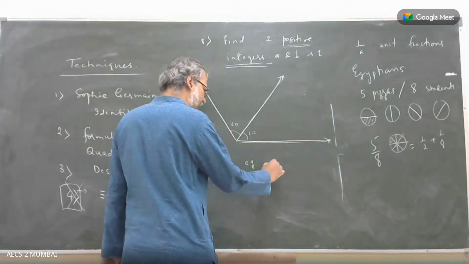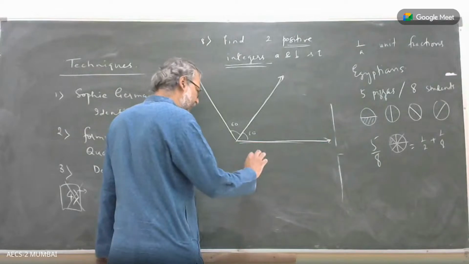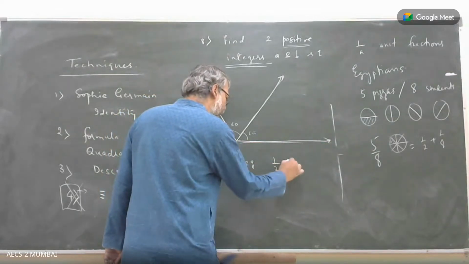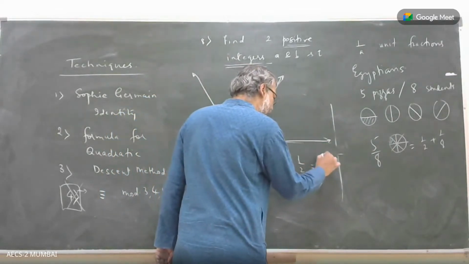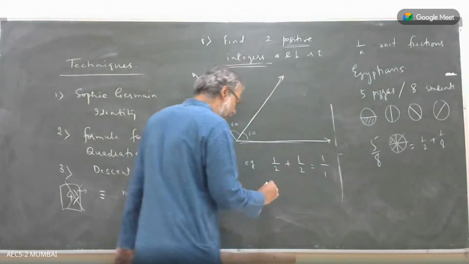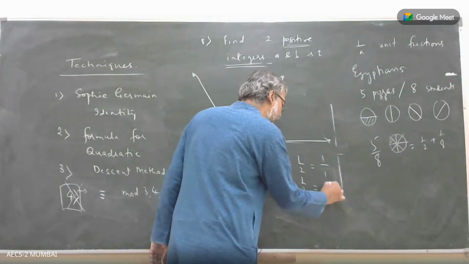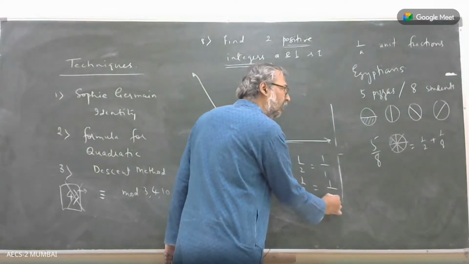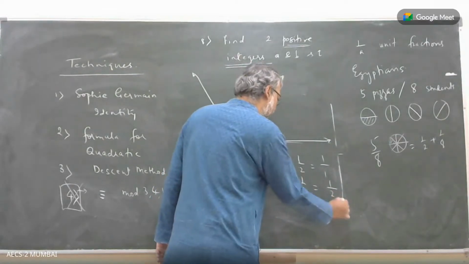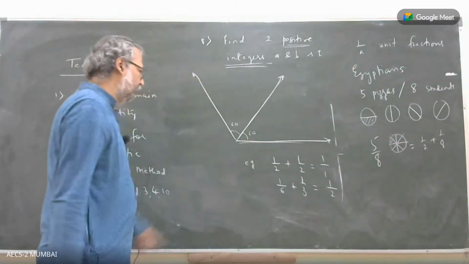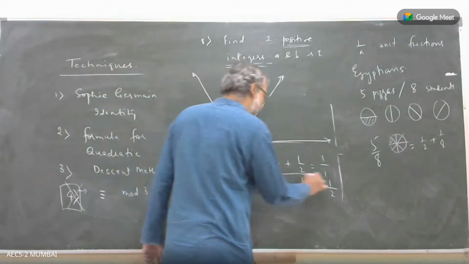Okay, so for example, look here. 1/2 plus 1/2 is 1/1, right? Or say 1/6 plus 1/3 is 1/2. Okay. So this is better.